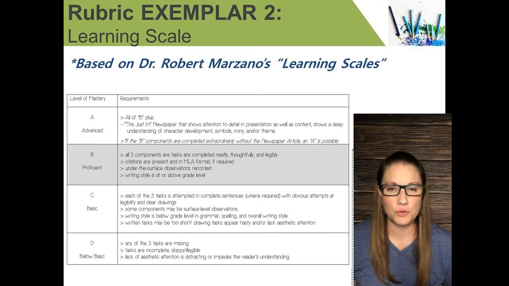The second rubric exemplar is based on Dr. Robert Marzano's learning scales. In this one, we parse out exactly what we want students to do for proficient, and it's highlighted in gray. Now, for our GT students, of course, that might be a private conversation where we have them aiming for that A standard right from the get-go. But here, everything is listed clearly, and then when I grade, I simply highlight what's missing so that the kids know that we're on the same page for their grade earned.